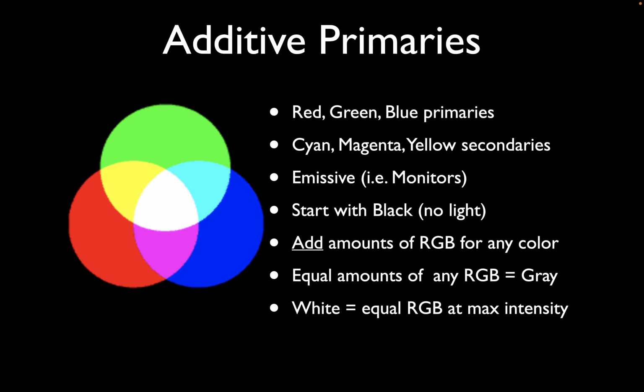So white is equal to RGB at its maximum intensity. How black is black? Well, I've already told you guys this. This is how black it is. You cannot get blacker than a screen that's turned off, or can you? I need everybody to look at this screen right now.